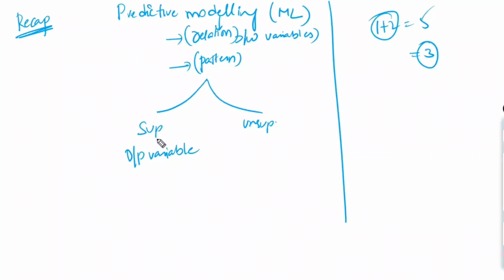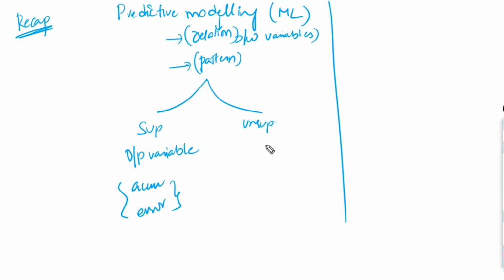So in supervised machine learning, with respect to the output variable, the answers are already there. We compare our answers with the original answers, so accuracy and error calculation can be done. Whereas in unsupervised machine learning, this cannot be done. You have to accept the pattern, whatever it is, and apply it. That's it.